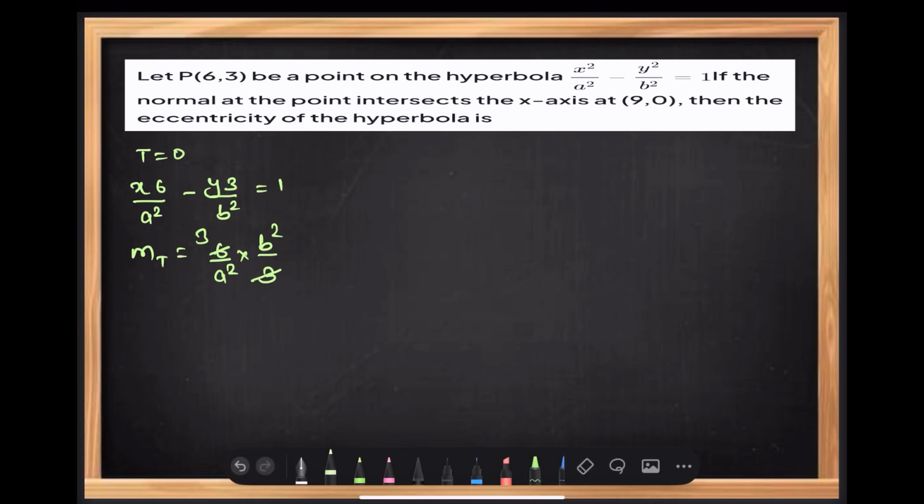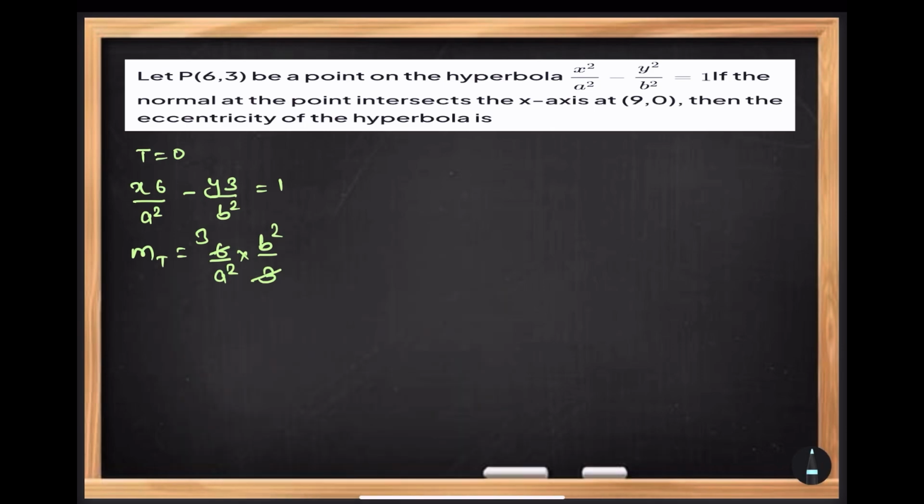You know that there is one relationship between the slope of tangent and the slope of normal, that is mt times mn equals -1. So can I say that the slope of normal will be equal to a square by 3b square, with a minus sign. Okay, so we got this situation, correct? So we got the slope of normal. So can we write down the equation of normal?